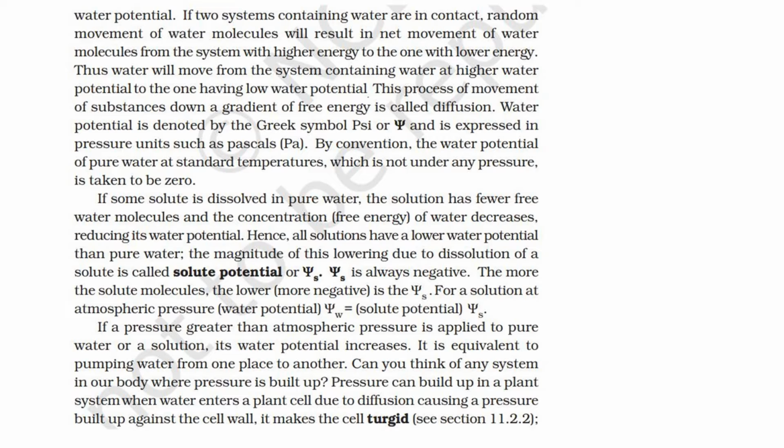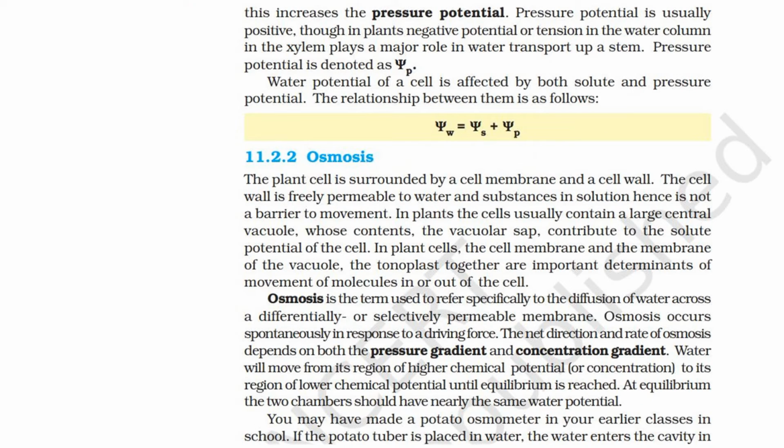Can you think of any system in our body where pressure is built up? Pressure can build up in a plant system when water enters a plant cell due to diffusion, causing a pressure build up against the cell wall. It makes the cell turgid. This increases the pressure potential.